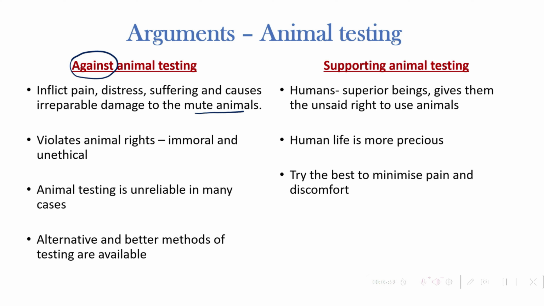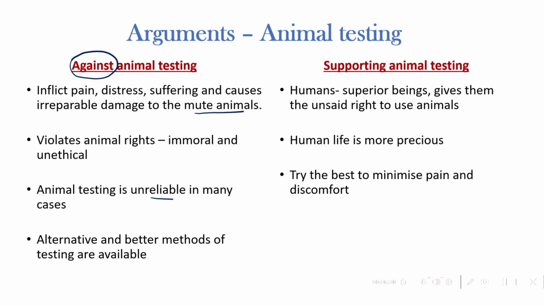The third point is animal testing is unreliable in many cases. So if you have seen many times, though the drug has been marked safe in animal testing, it has completely failed in human trials, which happens most of the time. Therefore, it is unreliable and therefore we should not depend on such a method of experimentation. Also, nowadays alternative and better methods of testing are available and we should depend or rely on such methods.